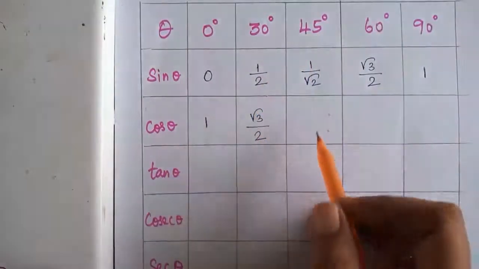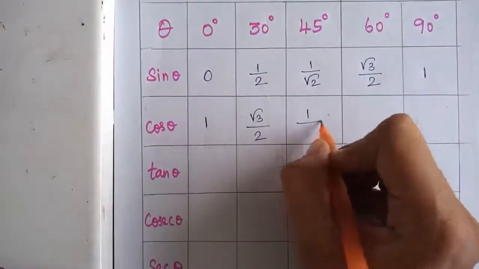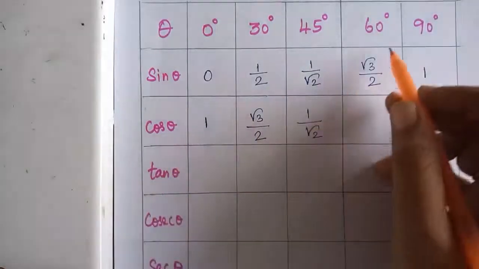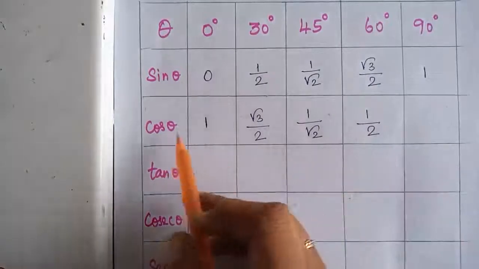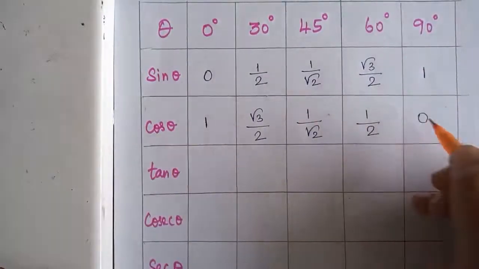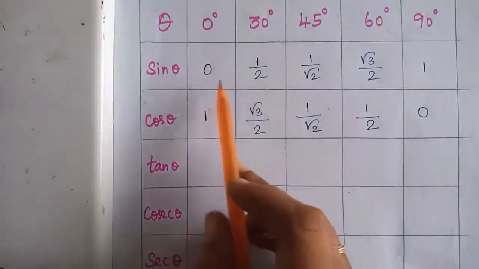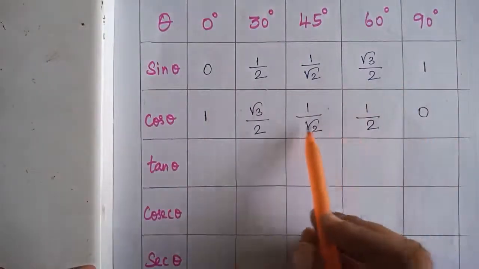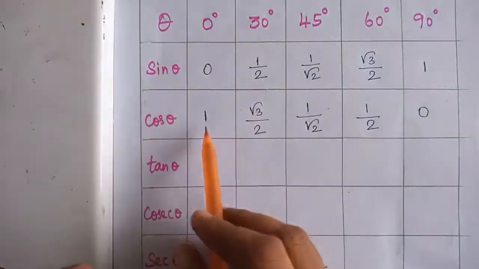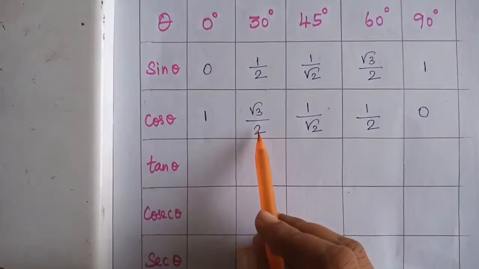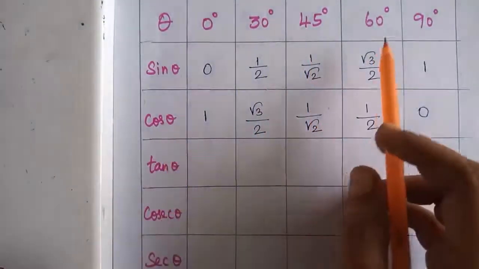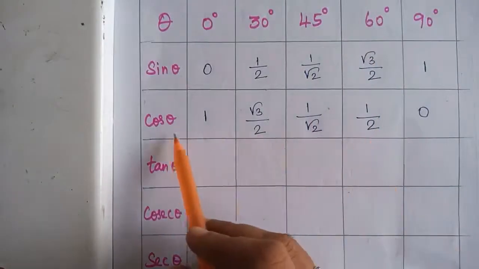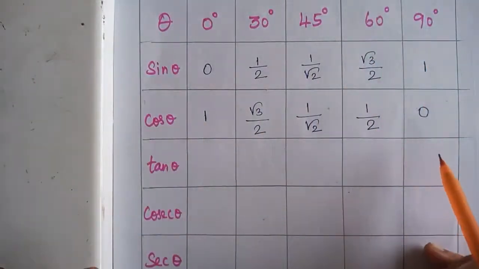Then cos 45 value is 1 by root 2. Cos 60 degree is 1 by 2. Then cos 90 degree is 0. So the reverse of the sin theta values is cos theta. So cos 0 degree is 1, cos 30 degree is root 3 by 2, cos 45 is 1 by root 2, cos 60 degree is 1 by 2, then cos 90 is 0.